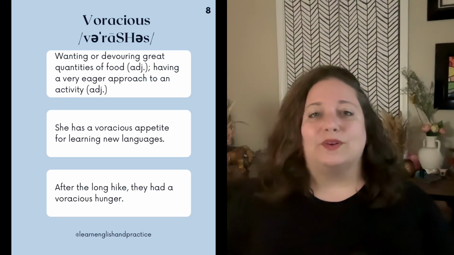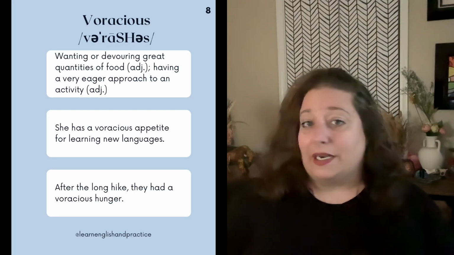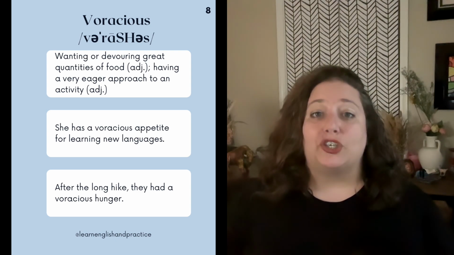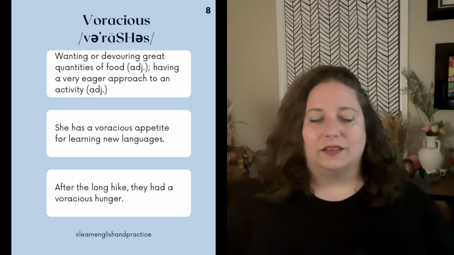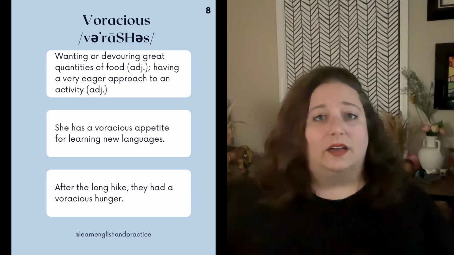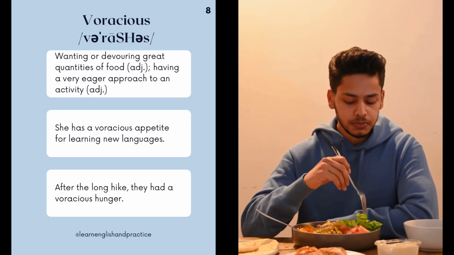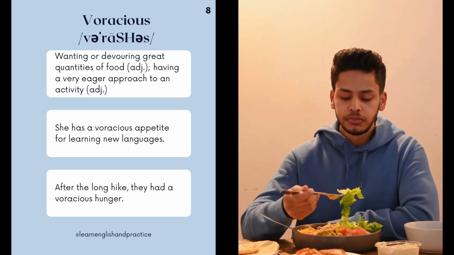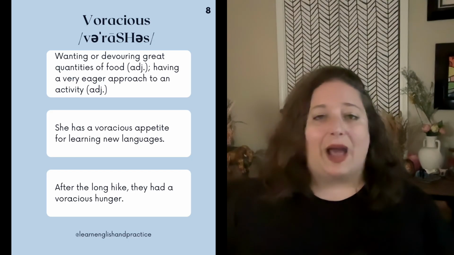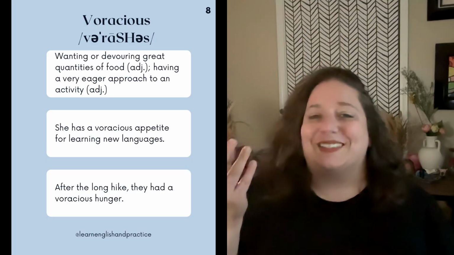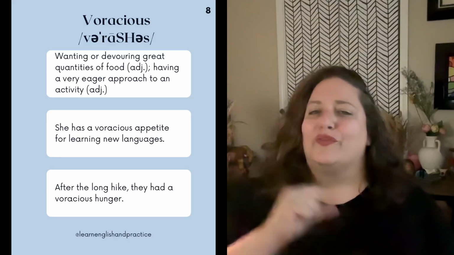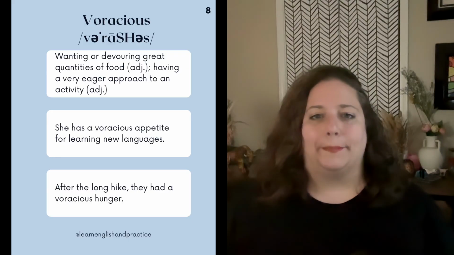Voracious. This means wanting or devouring great quantities of food as an adjective, having a very eager approach to an activity as an adjective. So you'll hear this word in the context of food often. If someone has a voracious appetite, that means they are going to want to eat quite a bit of food. But someone might also have a voracious appetite for knowledge. So it doesn't necessarily have to be food associated all of the time.